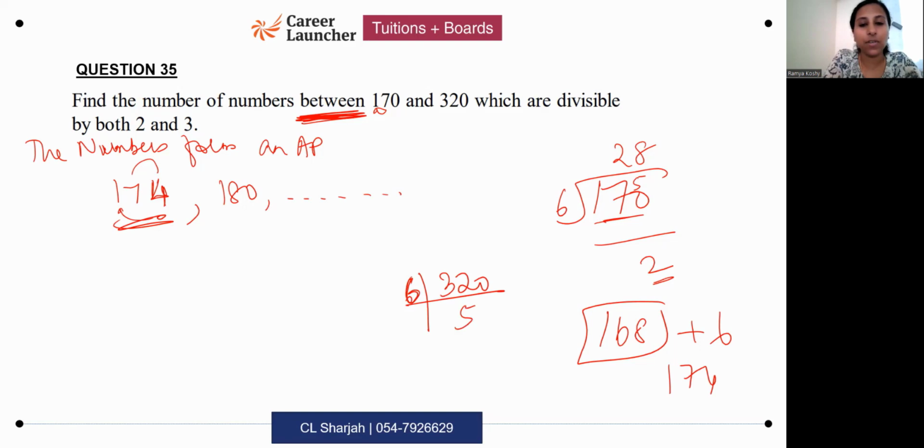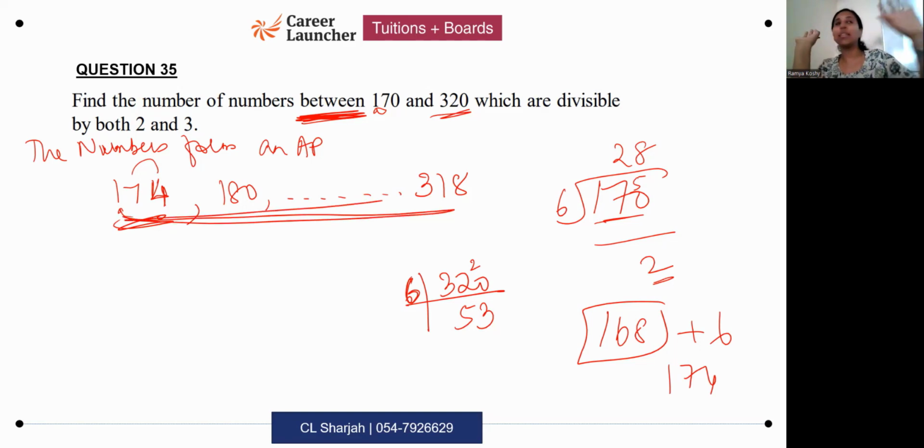Yeah, 5 only. 6 into 5, 30. 2 is the remainder, 3. So how much is the remainder totally? 2, right? So that means 320 minus 2, 318. 318 is divisible by 6. When I'm dividing, I'm getting 2 as a remainder, so subtract 2. Now I got the AP.